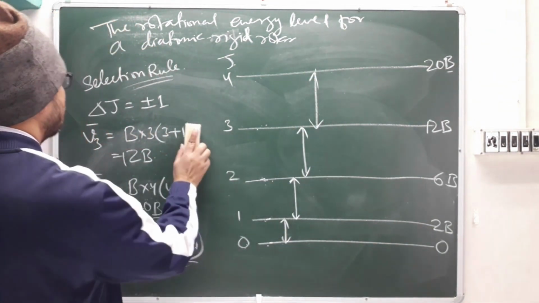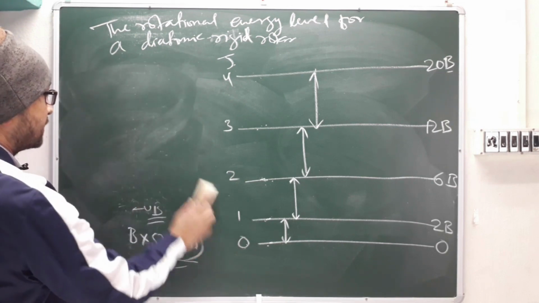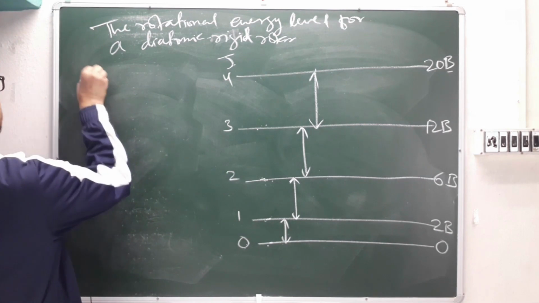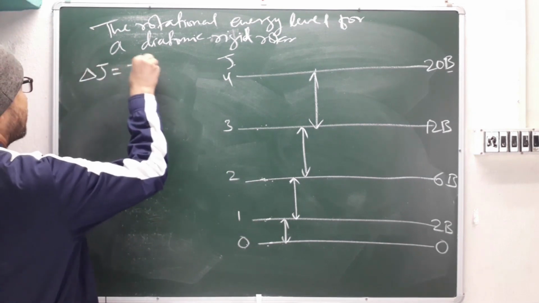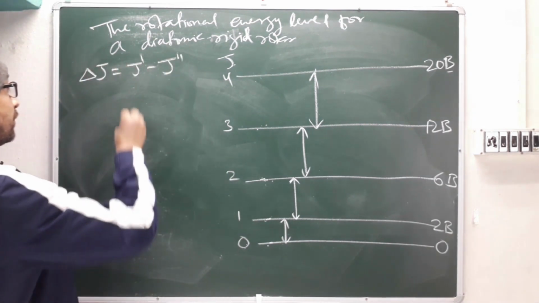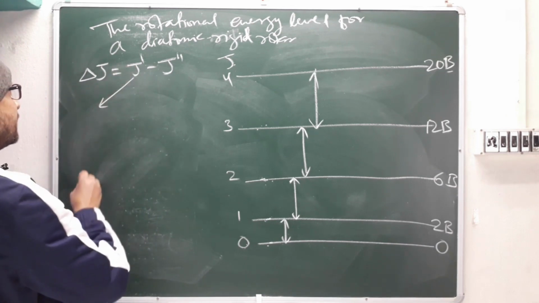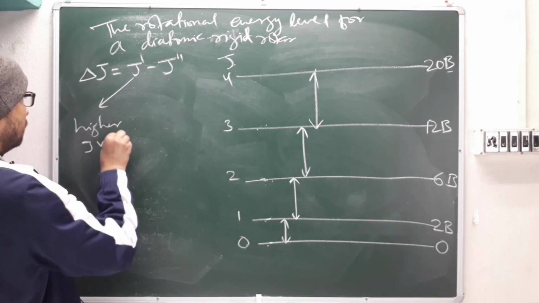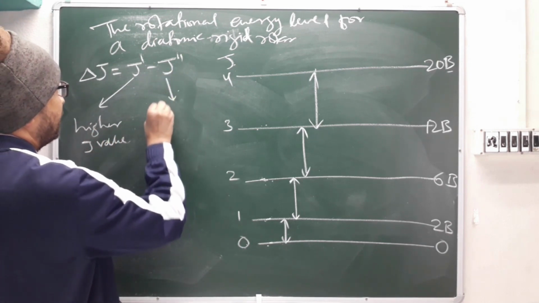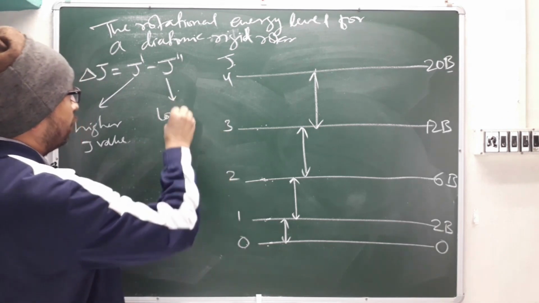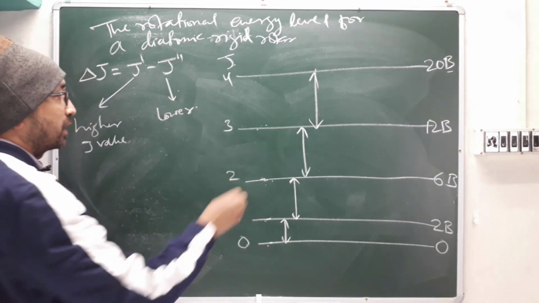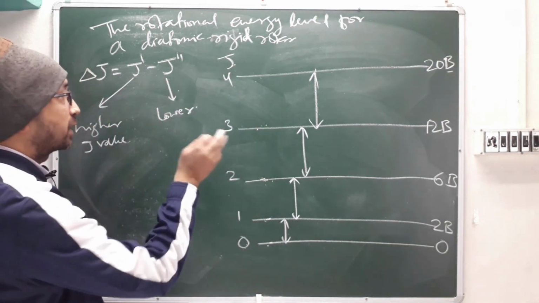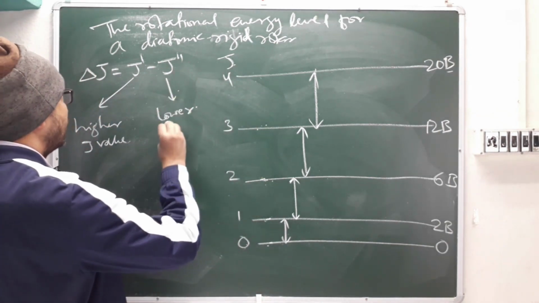We'll just calculate the delta J value. Okay, we'll see how we are calculating. We'll simply write delta J equal to J prime minus J double prime. Okay, we know that this J prime is your higher J value, and this J double prime will be your subsequent lower. Okay, subsequent lower. It is not like that J double prime is 0 and J prime is your fourth. It is not like that. Okay, J double prime will be your subsequent lower J value.